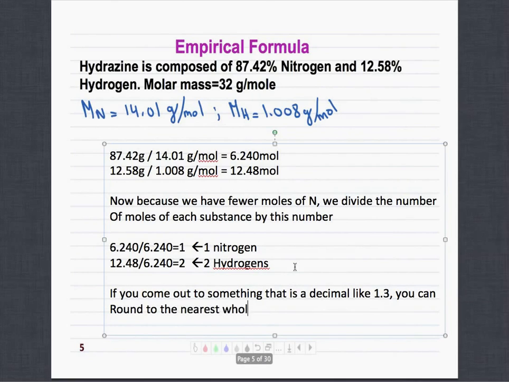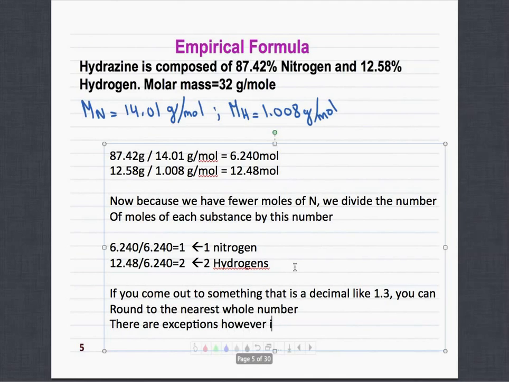Now there is some exception if we have 1.5 or 1.25, and we're going to talk about this in a bit. So the empirical formula can never have decimals or fractions. We need to fix that to get the empirical formula. Let's go back to what we got, which is NH2.